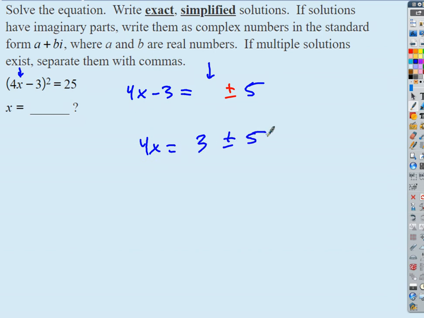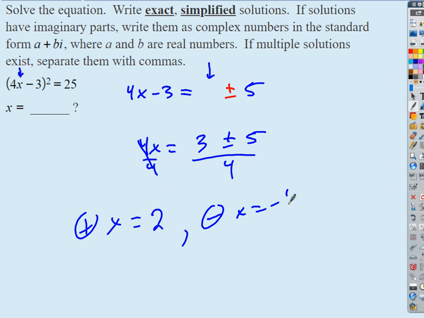Okay, because now we can already see we're going to divide both sides by 4. Because these are numbers that combine easily, no square roots, no i's, we could just have one common denominator. Divide each side by 4. And so if we take the plus, we get x equals 3 plus 5 is 8 over 4. What's that? 2. If we take the minus, we get negative 2 over 4. So those are my two solutions.